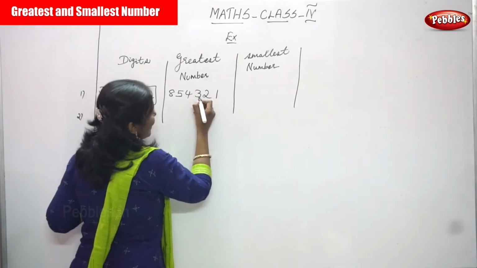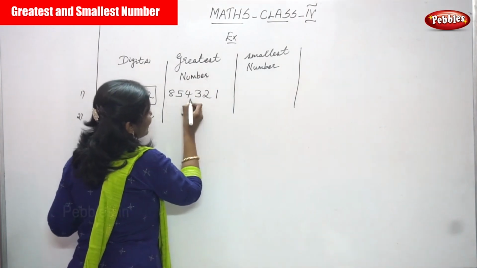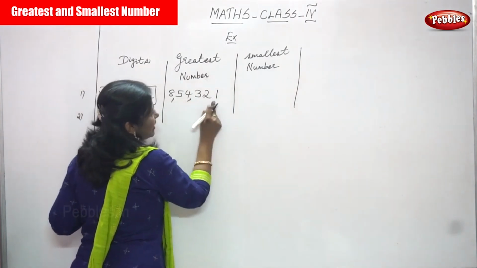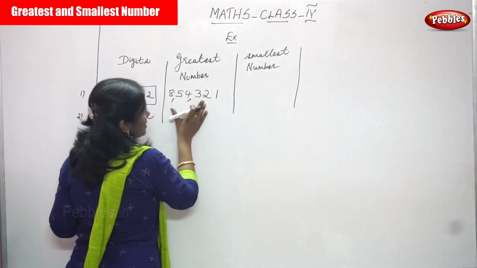So ones, tens, hundreds, thousands, ten thousands, lakhs. That means 8,54,321 is the greatest number. This is the greatest number.